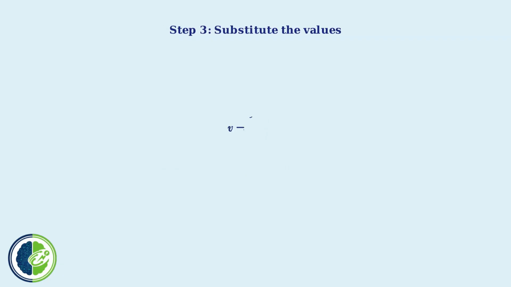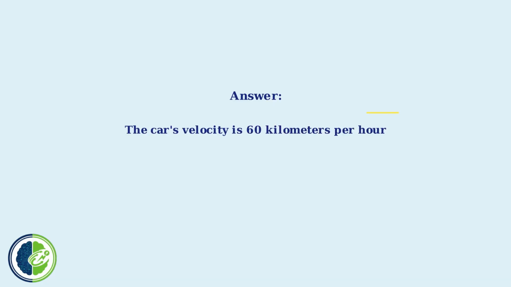Step 3, now we substitute our values into the formula. Velocity equals 120 kilometers divided by 2 hours. Step 4, we perform the calculation. 120 divided by 2 equals 60 kilometers per hour. The car's velocity is 60 kilometers per hour.